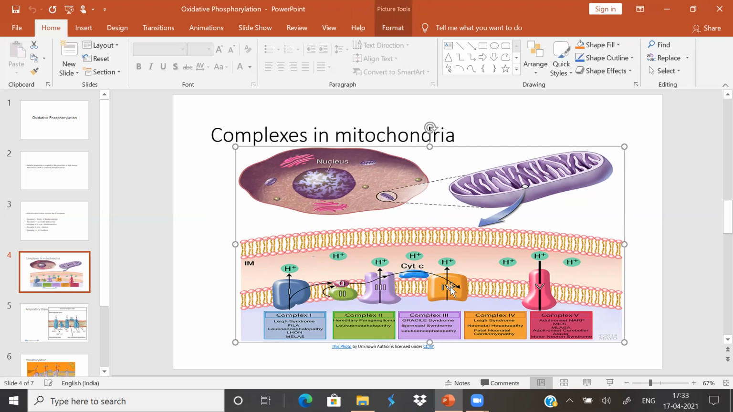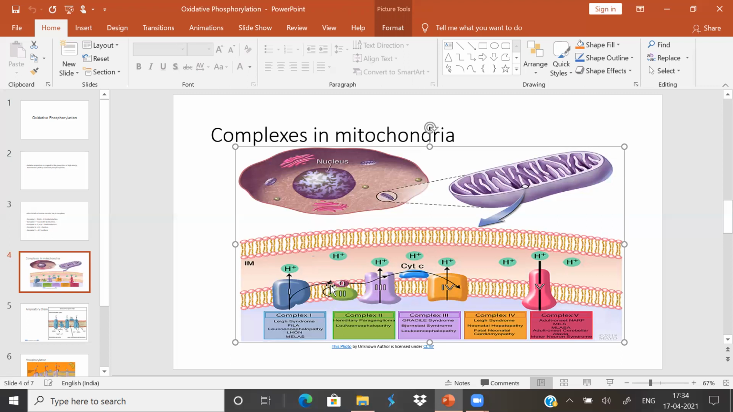And complex 4 contains cytochrome oxidase, and this enzyme contains two metals, one iron and the other copper. And these two metals oscillate between oxidizing and reducing forms. Complex 5 is the ATP synthase enzyme. It has two subunits, FO and F1. In between the two subunits, one channel is present. This is called the proton channel.